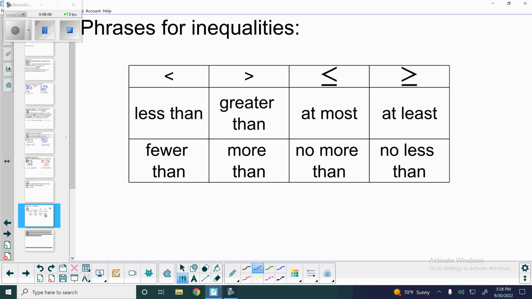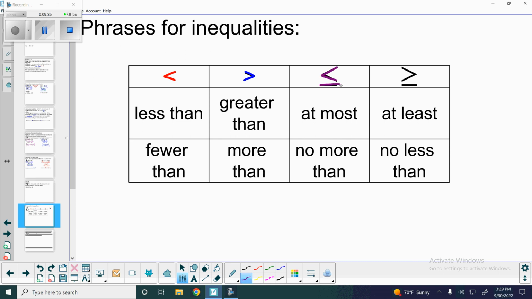On the last part here, these are some of the phrases that you might see used for inequalities, besides the normal less than, greater than, things like that. So obviously this first one here is the less than symbol. We know it as less than, but sometimes they like to use fewer than. So if you ever see fewer than in the word problem, that's talking about less. We have the greater than symbol, or what they like to call more than sometimes.